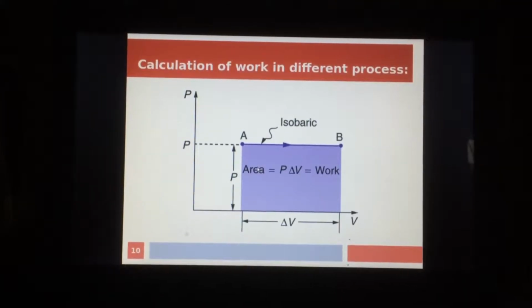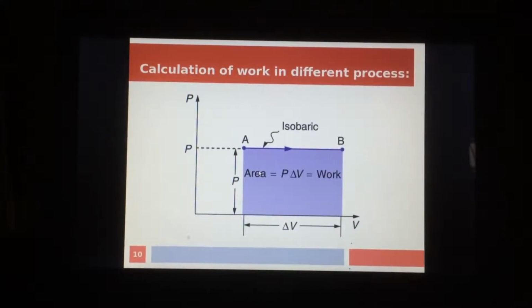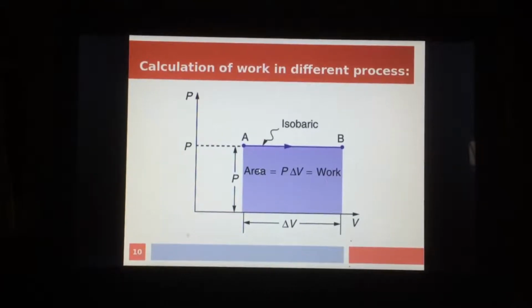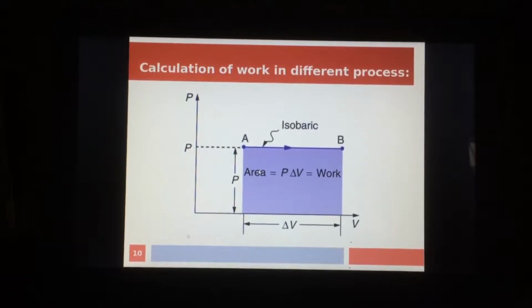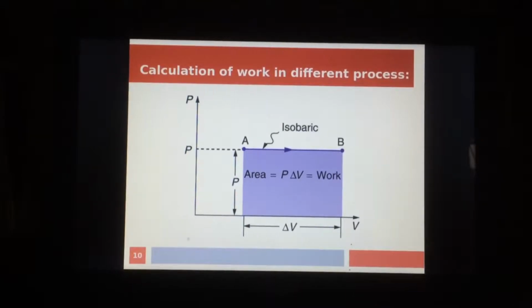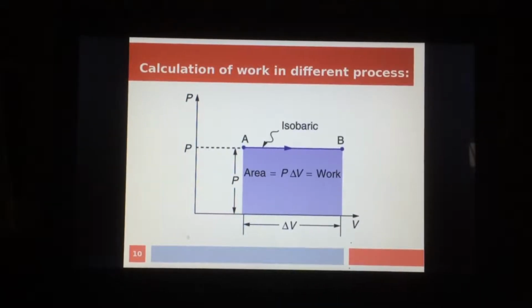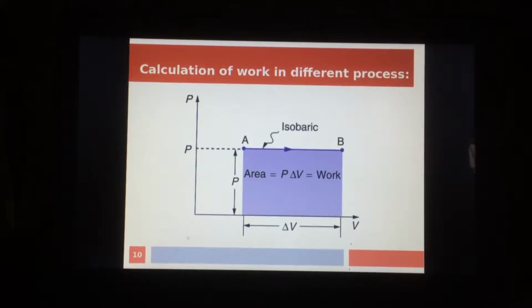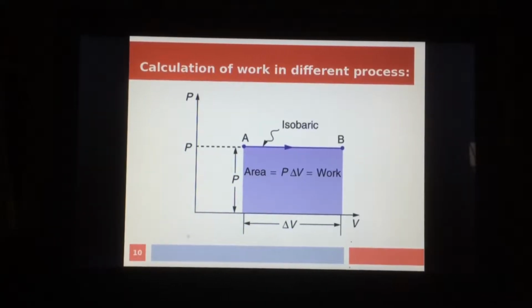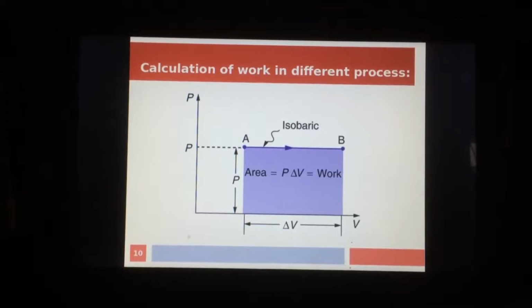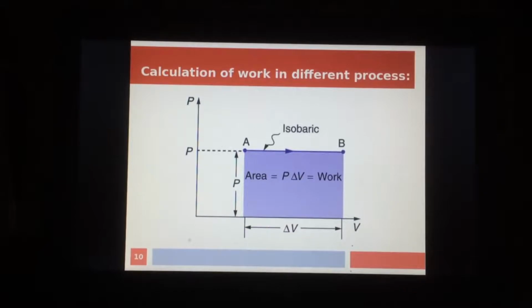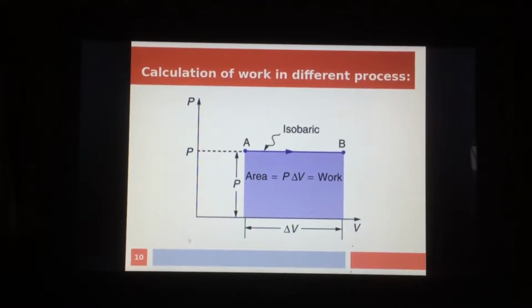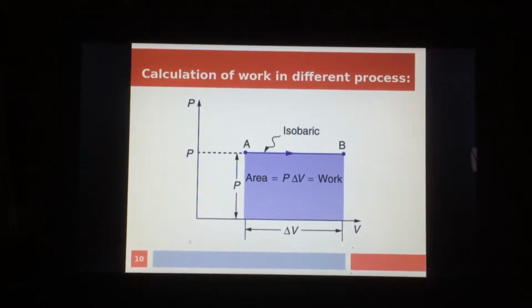Now, let us calculate the amount of work done in different processes. Suppose we have some isobaric process. Isobaric means pressure is constant, volume and temperature can change. Cooking in utensils is a good example of an isobaric process, because if the lid is open, then the pressure on the pot is entirely the pressure of the atmosphere. So, the pressure is constant there.